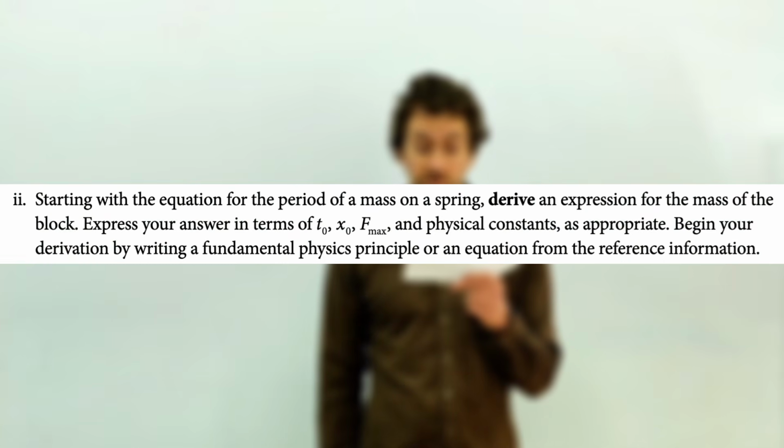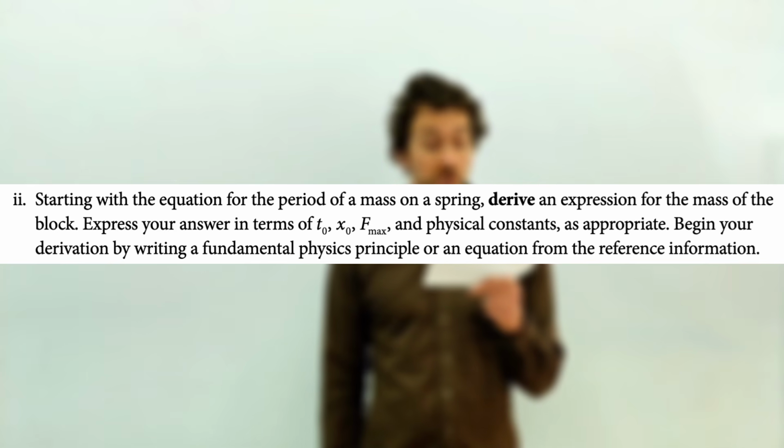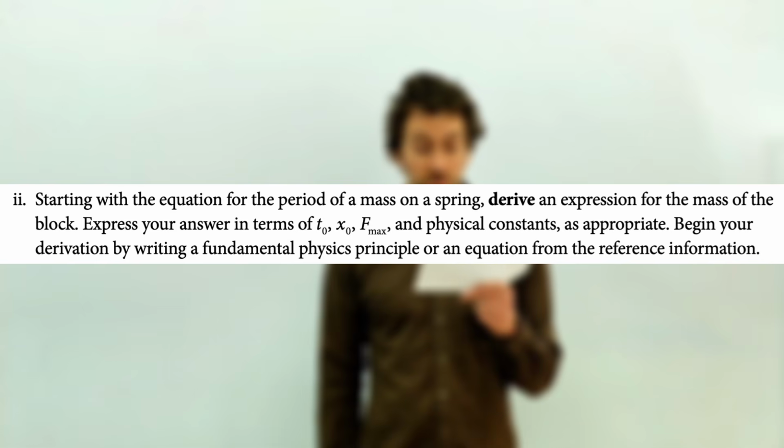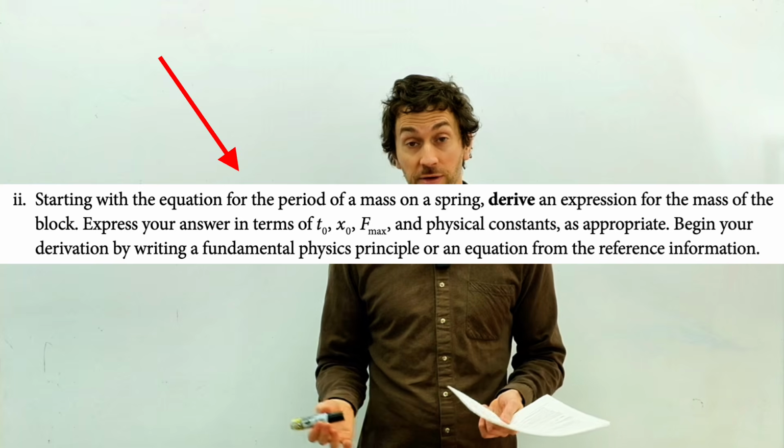Part 2 says this. Starting with an equation for the period of a mass on a spring, derive an expression for the mass of the block. Express your answer in terms of t naught, x naught, F max, and physical constants as appropriate. Begin your derivation by writing a fundamental physics principle or an equation from the reference information. When I started doing this question, I did it wrong. I started thinking about the conservation of energy, and I said spring energy equals kinetic energy. And you get something, but it's not what the question is asking us to do. It says start with a different equation, the oscillation period for a spring.